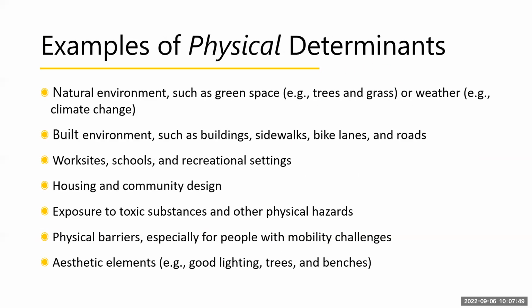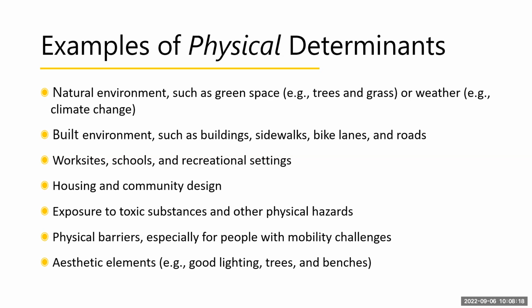Now, physical determinants are a little bit different, right? So these are your natural environments, such as green space. Do you have green space? There's a body of literature now that says being around plants is good for you. It makes you feel good. The built environment, such as buildings, is it accessible? Are there bike lanes? Are the roads in good shape? Work sites. Do you have a safe work site? Does your employer make sure that safety is a priority?